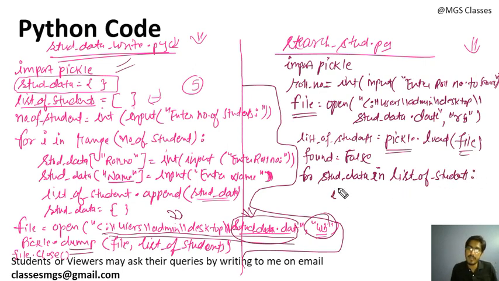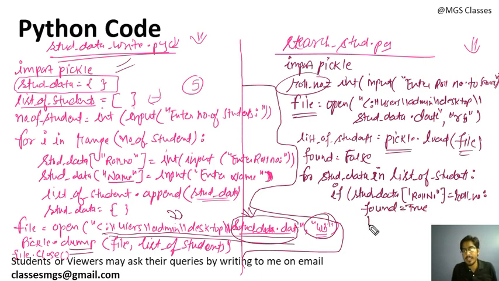Now what we will do, if the roll number is found: stud_data, roll number we are accessing, roll number is equal to the roll number that the user has entered. If this roll number is equal, that means the roll number is found. We will make found equal to true and print the student name. Remember, initially the problem was that if the roll number is found, print the name of the student. So here we are printing the name of the student.